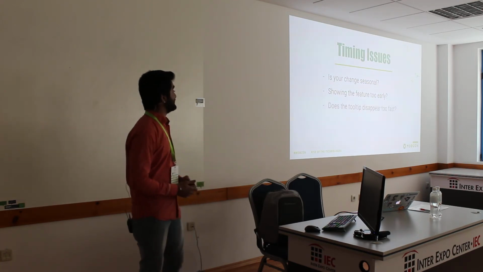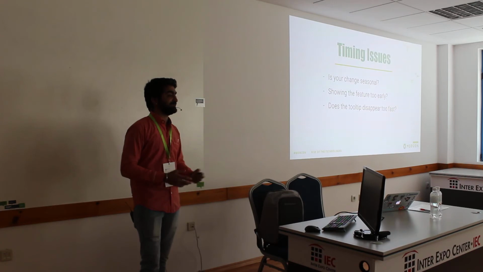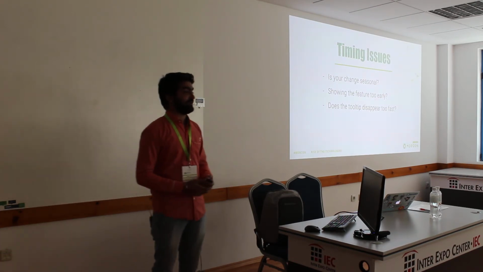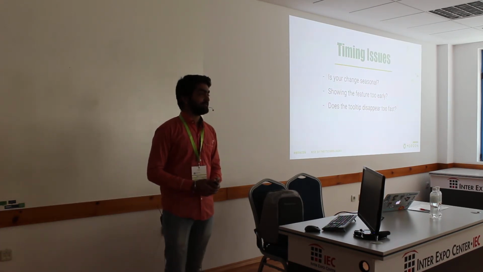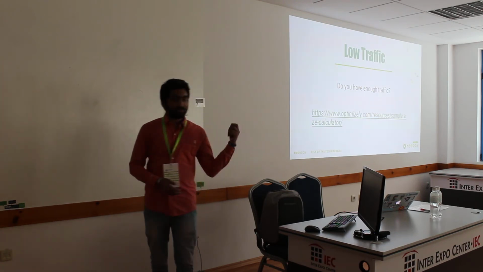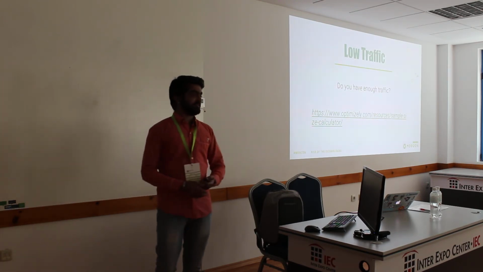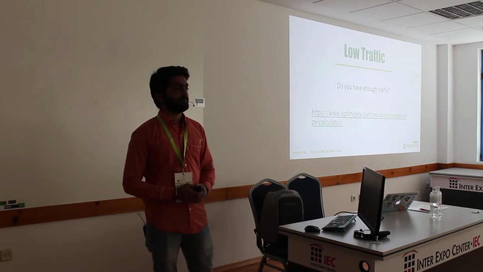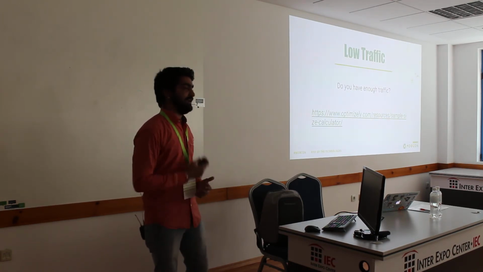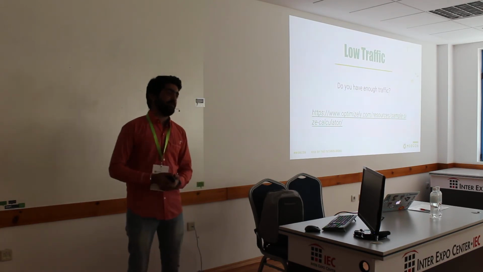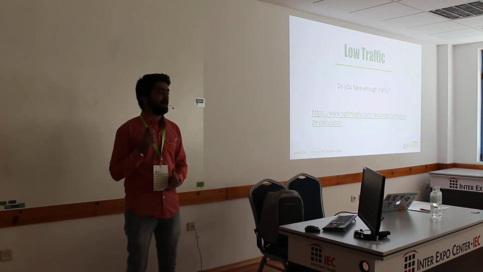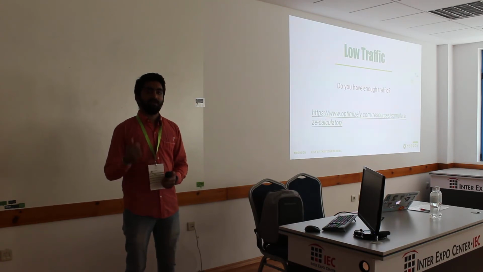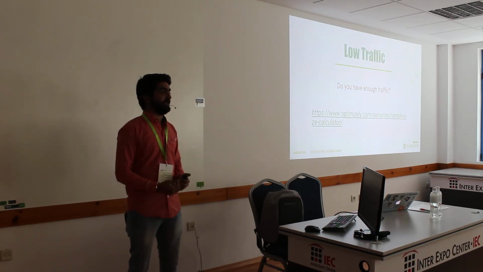Or this one is very trivial. The tooltip, is it disappearing too fast because people are not even able to see the information? This one is a really interesting one. So another technical flaw can be low traffic. But how do you know how much traffic is enough for your experiment? How do you know that you have enough traffic so that you can make a decision about it?